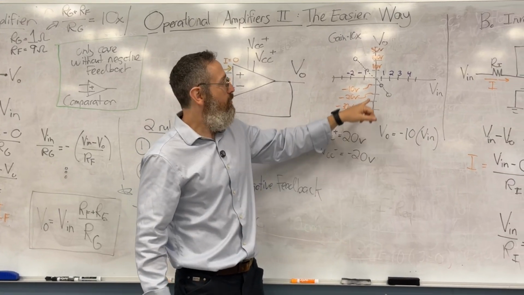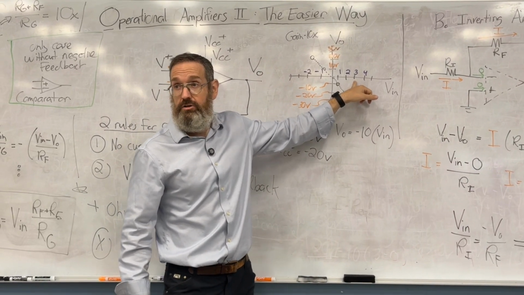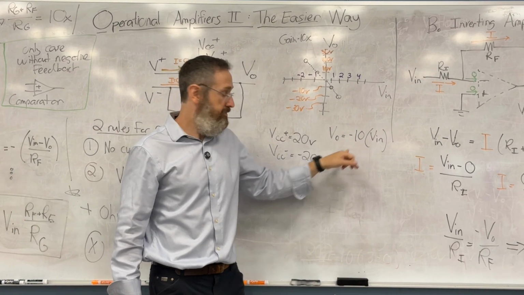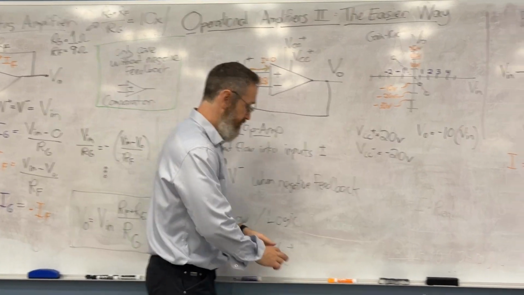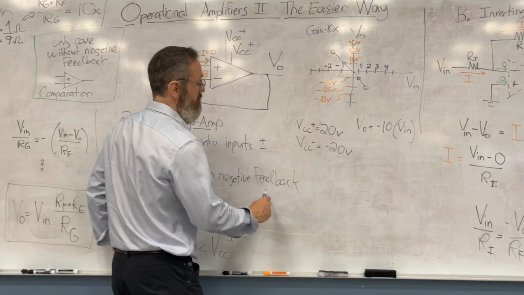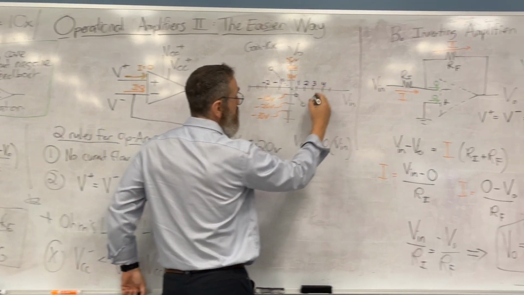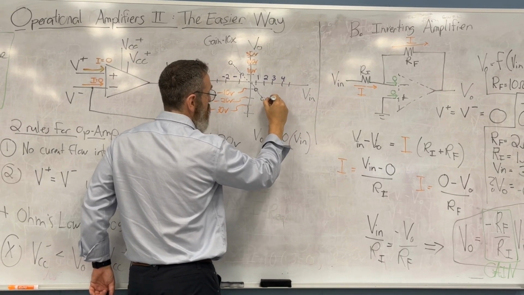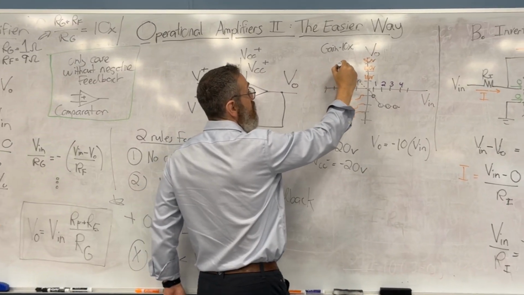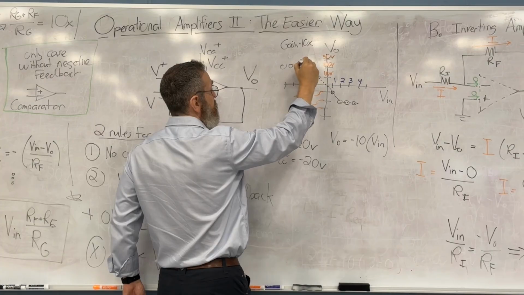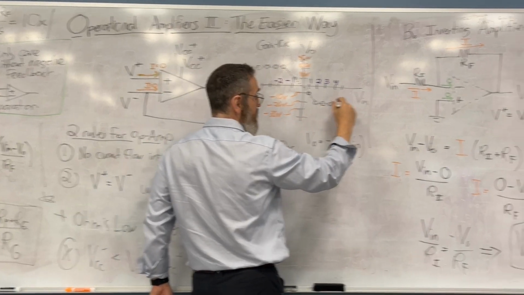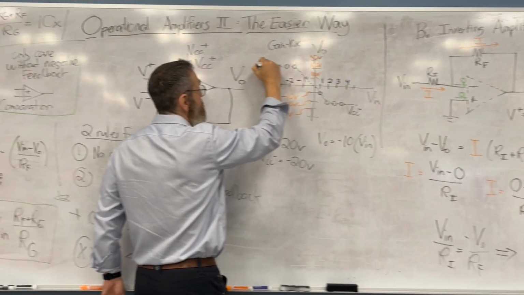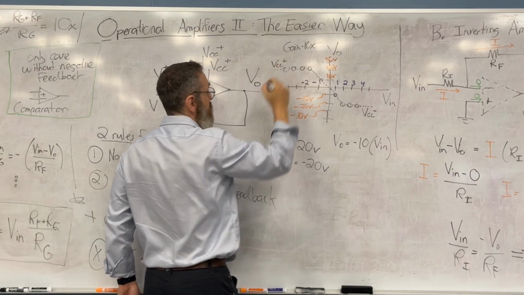Now, what if the input was 3? You might say, well, 3 times minus 10 is minus 30, but we hit this wall, which I'll keep in black. And so in fact, at 3, the output is also minus 20, and the same thing is true for 4. And on this other end, we will also pin here. This line here corresponds to VCC minus, and this line here corresponds to VCC plus.